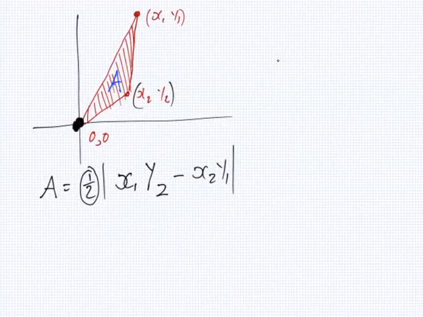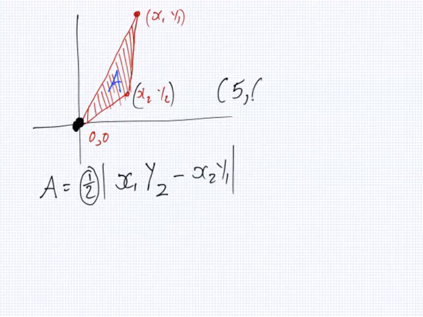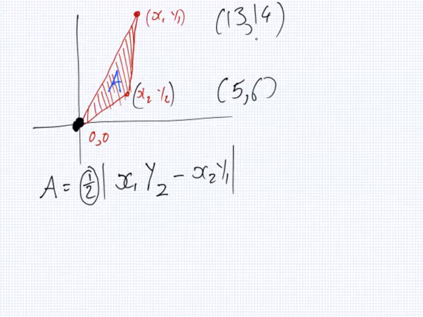Okay. So we'll say, for example, that this point is 5, 6, and this point is 13, 14. So if you can try and calculate the area, please, of this triangle. You have an answer, yeah?